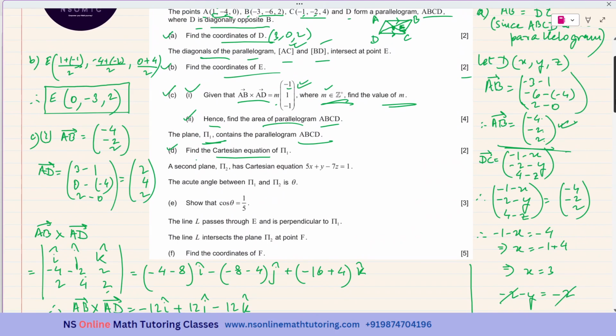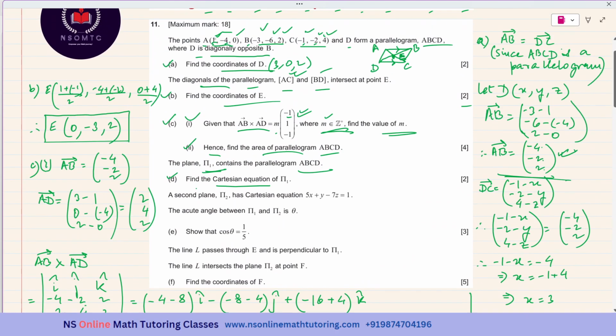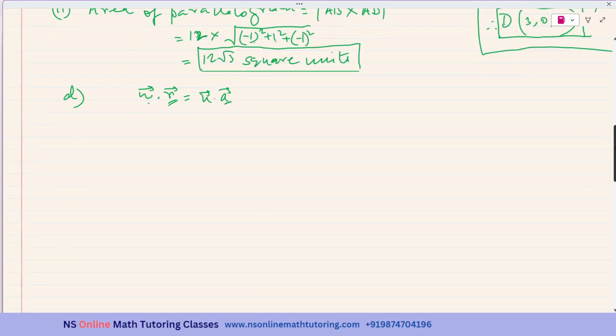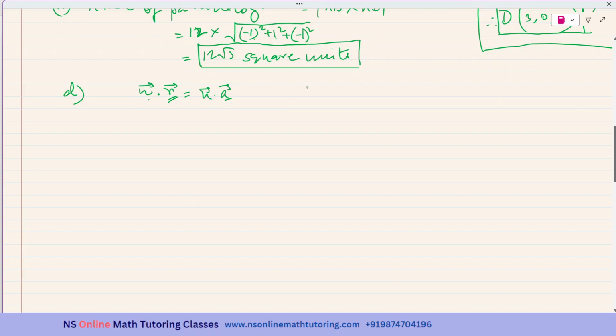So for getting a specific point, I know A, B, C, D, all these 4 points lie on pi 1. So I can take any of them. Let me take the very first one, the point A, with coordinates 1, minus 4 and 0. So A is 1, minus 4, 0. And what is n?